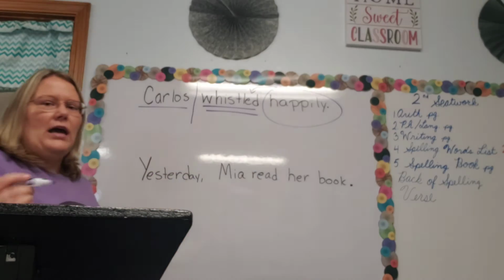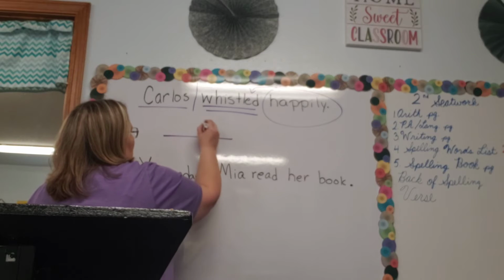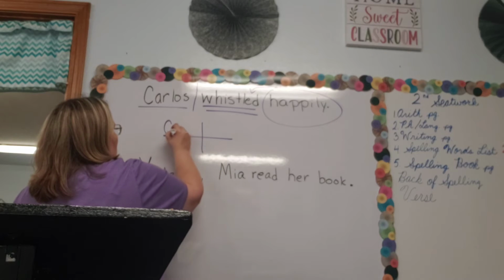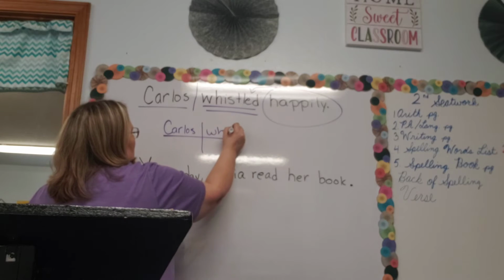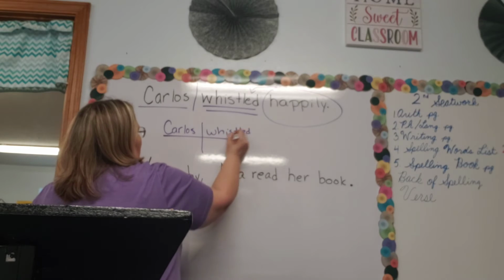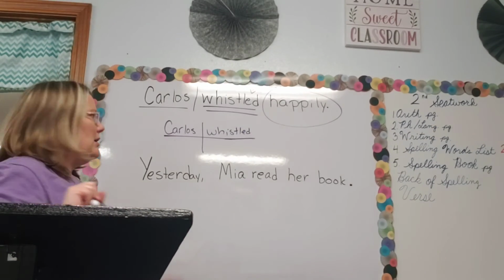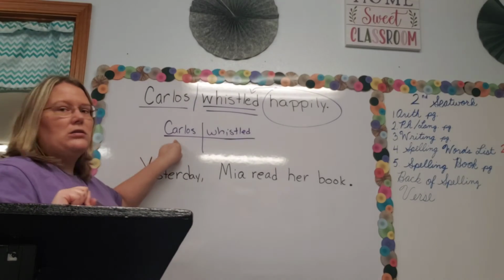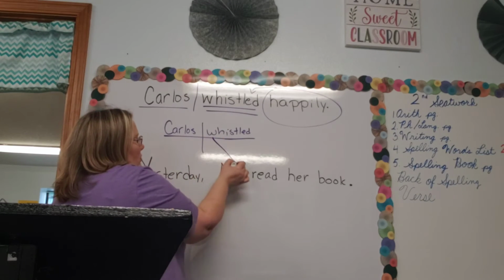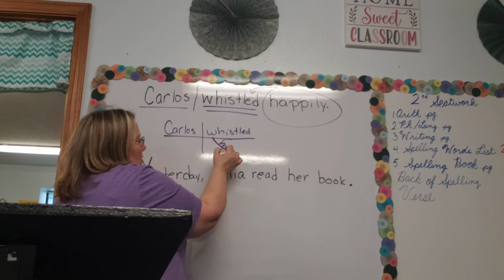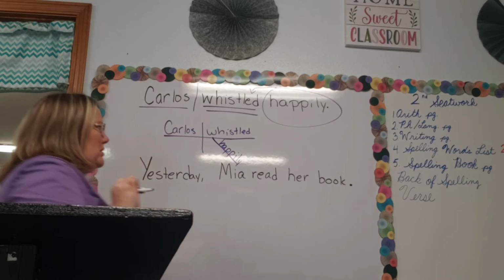Now we're going to diagram our sentence. So we already know where our subject and our verb go. Carlos is our subject, whistled is our verb, okay? We have an adverb. We learned that adjectives, when we diagram them, describe the noun, so they go under the noun. So the adverb is going to go under the verb. I'm going to make my slanted line and then write it on the line underneath.